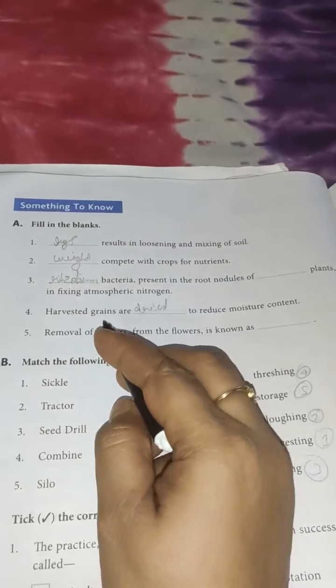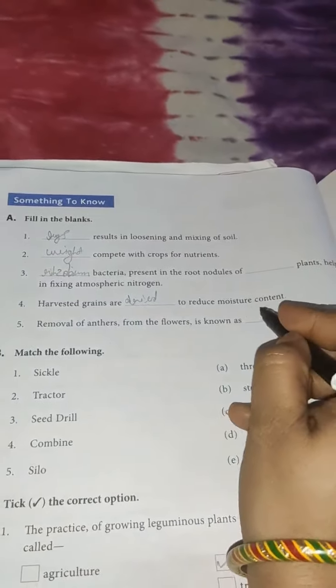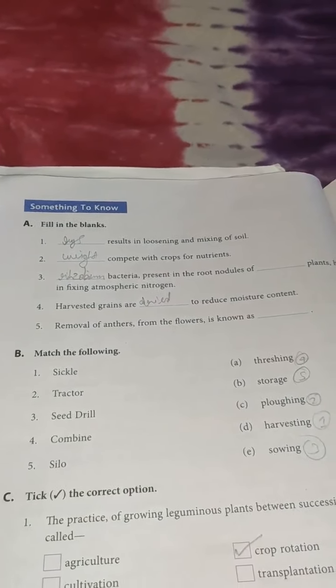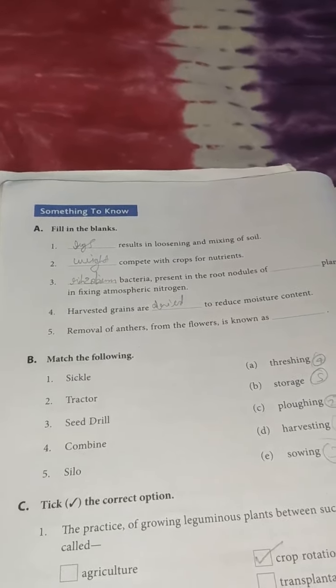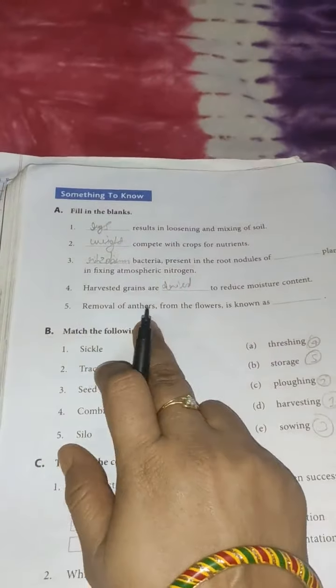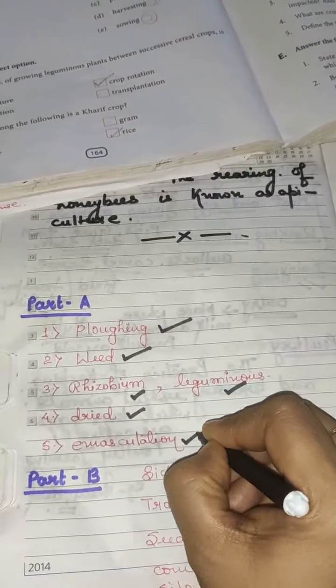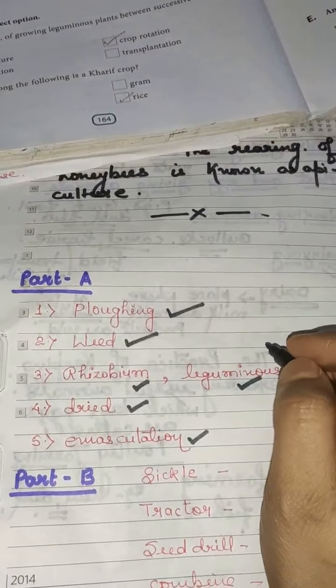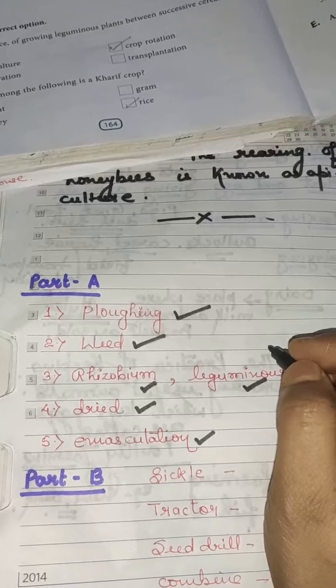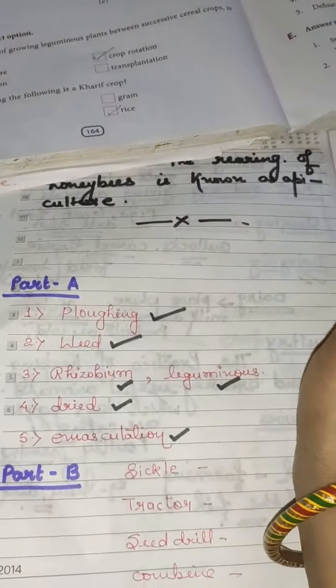Number 4, harvested grains are dried to reduce moisture content. How can we reduce the moisture content of food? Obviously by sun drying. So it should be dried properly to reduce the moisture content. So the next one I have written here, dried. Clear? Number 5, removal of anthers from the flowers is known as emasculation. We discussed last class also and in today's class also that emasculation is the process by which we remove the anthers of the flower to get the desired character and to stop the undesired pollination.